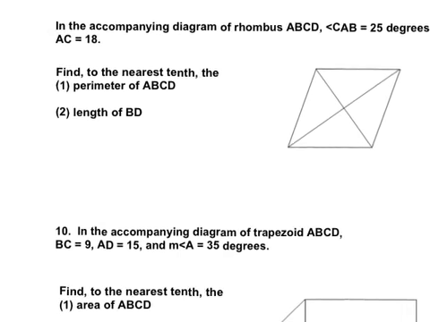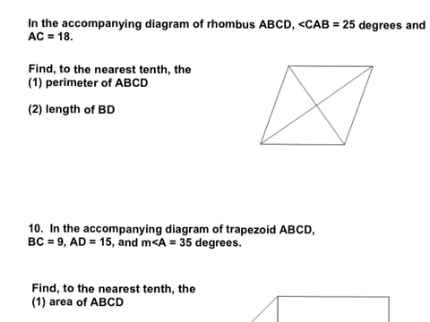Alright, here we have a rhombus, ABCD, which I need to label. So it doesn't matter where you start labeling as long as you go around. A, B, C, D. CAB is 25 degrees. And AC, which is the diagonal, is 18. We want the perimeter of ABCD. So you have to remember some properties of a rhombus. And one property of a rhombus is the fact that the diagonals form 90-degree angles. So I can create right triangles.